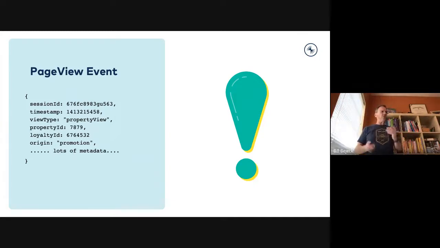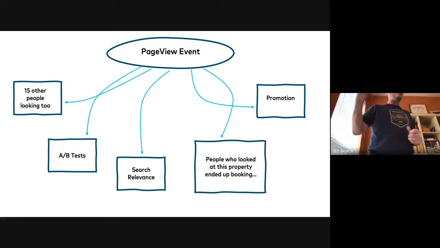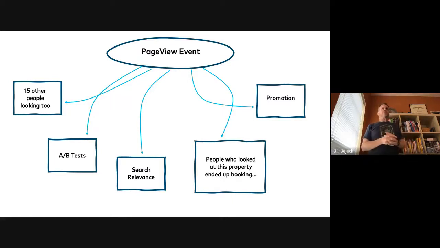But from this one event, you could easily have several interested parties. And it's going to mean different things to different people. Did they come in as a result of a promotion? So the marketing team is going to want to know, what does this page view event mean to that? Is the promotion reaching the desired people? And then for search relevance, did they land on what they looked for? Did it get them to the right page?